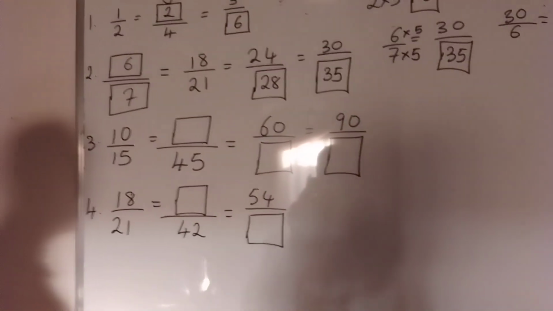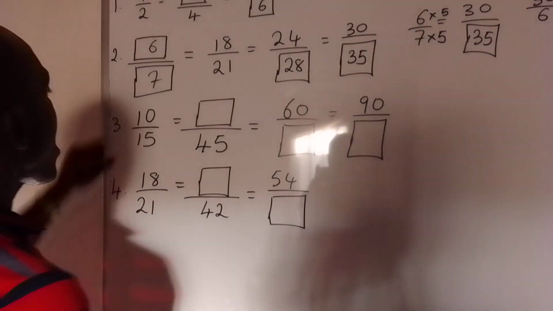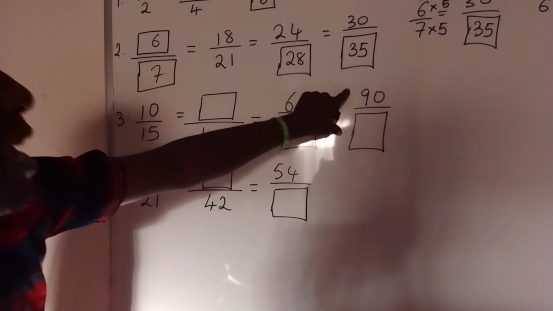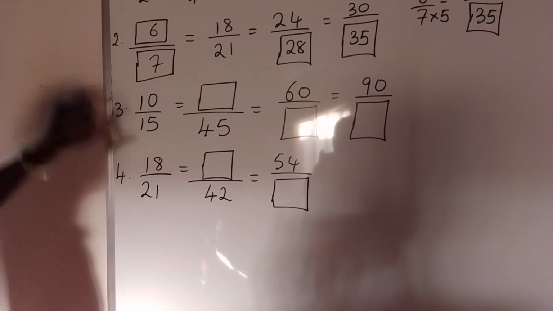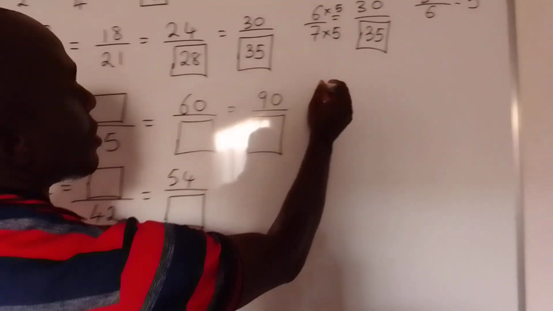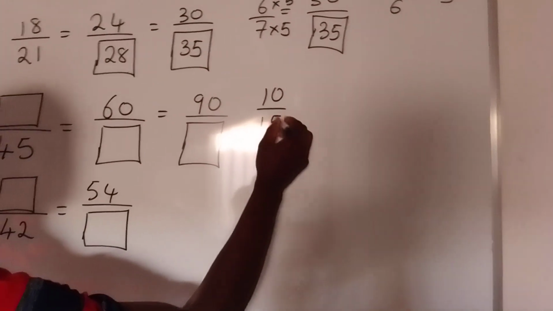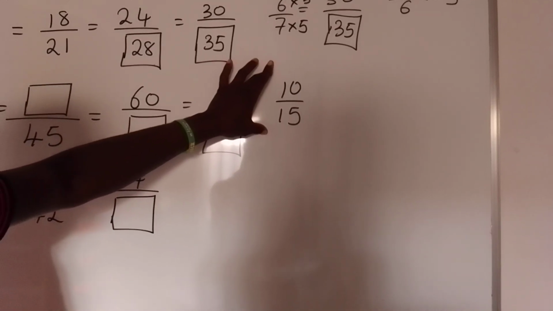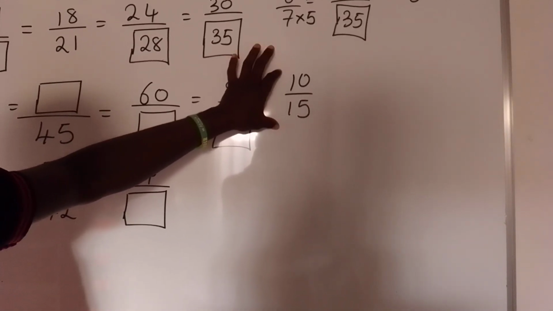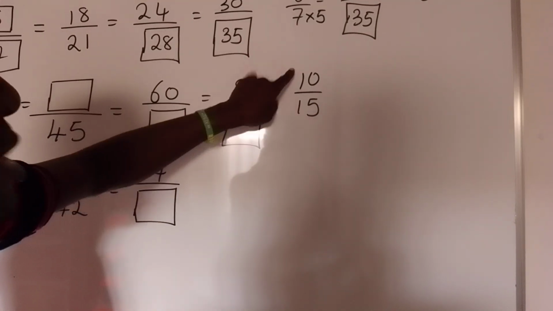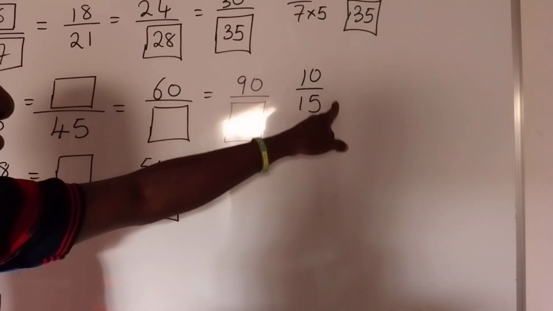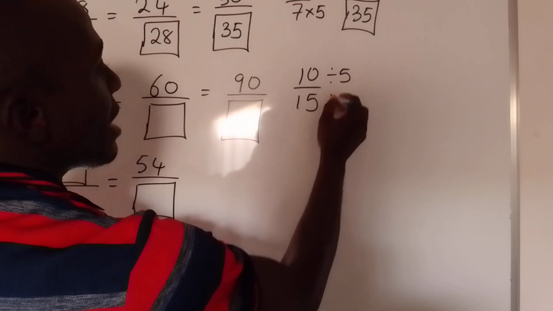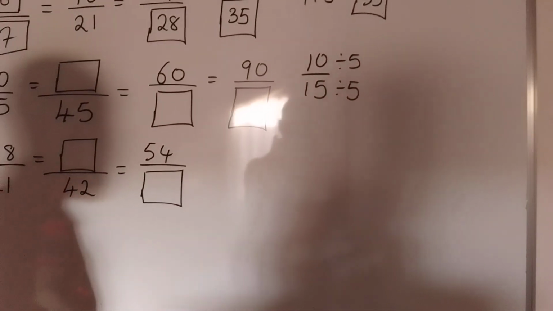Okay, let's quickly look at number 3. We have a complete fraction here. Here is incomplete, here is incomplete, here is incomplete. So we pick the fraction that is complete, which is 10 over 15. If you look at 10 over 15, there's a number that can still divide 10 and 15 to reduce it to lowest terms. And the number is 5. We can divide by 5 to get the root fraction.